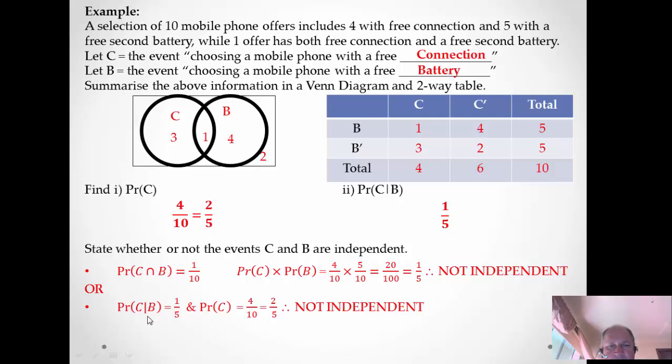Or we could have used the conditional probability answer we had up here. Probability of C given B was 1/5, and the probability of C was 2/5. They're not equal, therefore they're not independent. So you apply the test to see if things are independent or not. Either test will give you the same result.